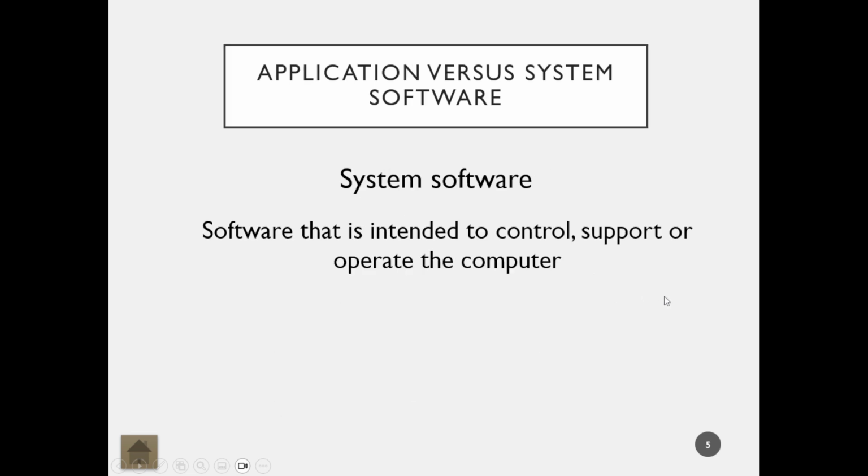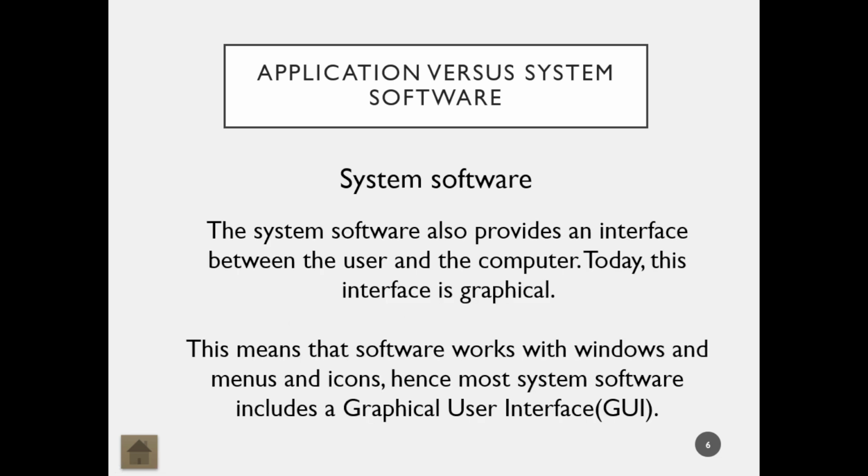System software is different in that it is a program or programs that's intended to control, support, or operate the computer. And like I said, this is divided into your operating system, your utility software, and then your drivers as well. So let's take a deeper dive into our system software. Now remember, this provides an interface between the user and the computer. So the way we interact with the computer, the very fact that I'm able to do these presentations, I can click on little icons, I can go to my desktop, all of those things. I'm interacting with the computer in a graphical way.